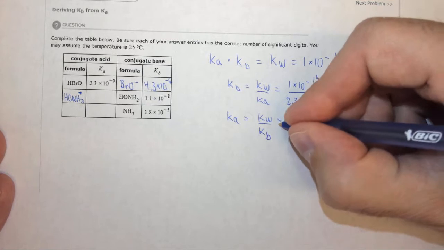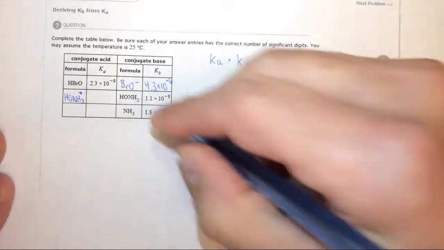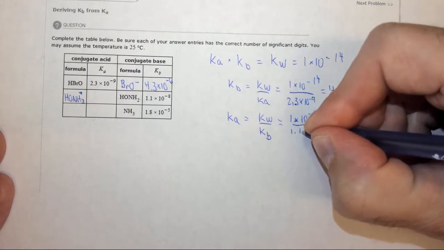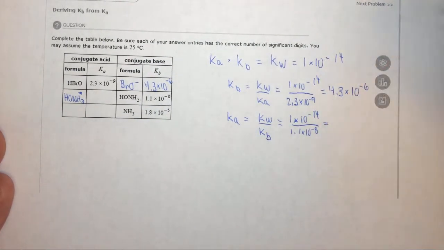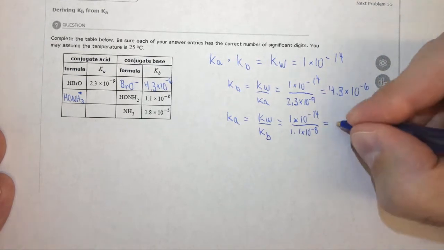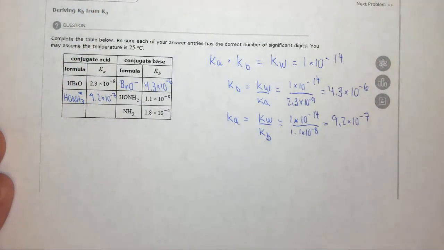In this case, it's 1 times 10 to the minus 14 divided by 1.1 times 10 to the minus 8, the Kb that's given. And when you do that, you find that it's 9.2 times 10 to the minus 7. So this is 9.2 times 10 to the minus 7.